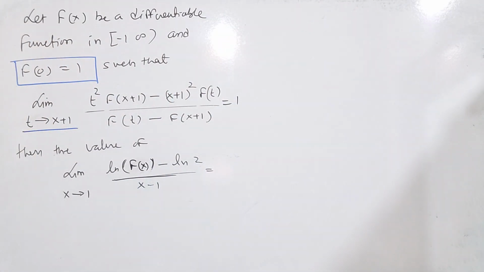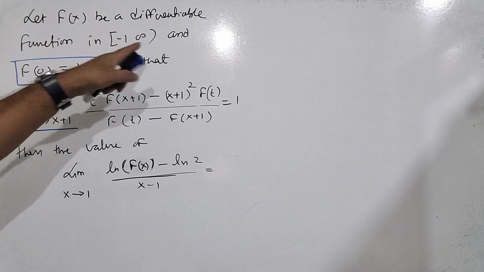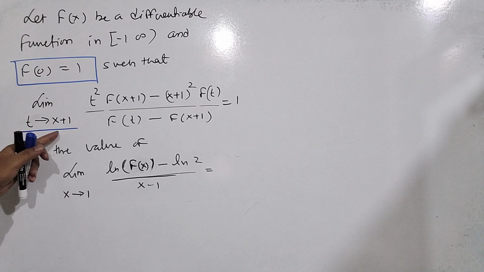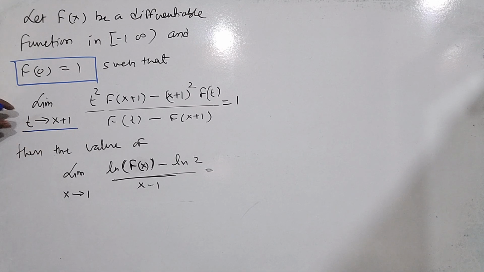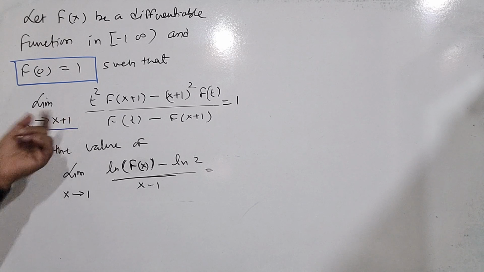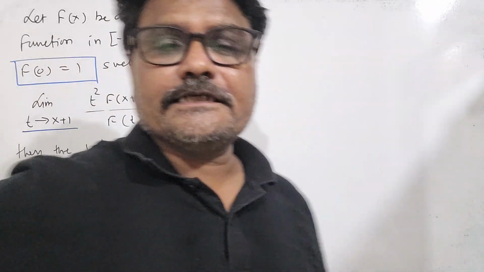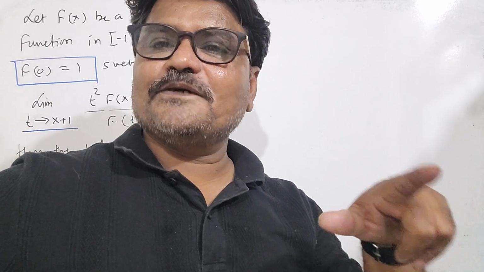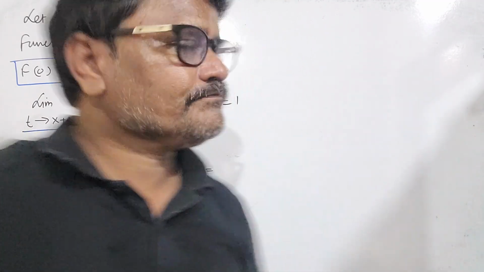This question is, let f(x) be a differentiable function in (-1, infinity) and f(0) = 1 such that limit t approaching x plus 1. Look here, t is approaching x plus 1. So t is the variable and x or x plus 1 is taken as a constant. Normally you will get t approaching x, such type of limits, but here in this question I have taken one level up. t is approaching x plus 1, not t approaching x only.